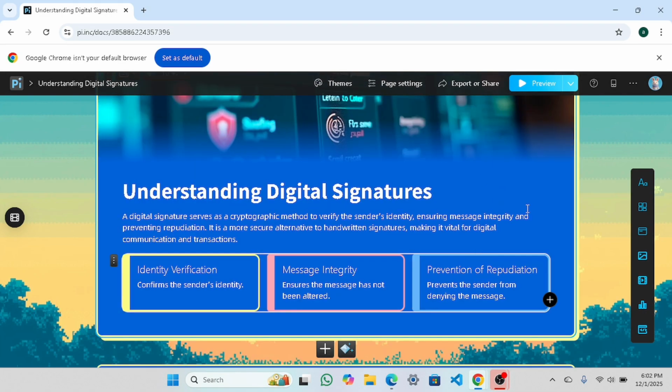Now, that's understanding these digital signatures. I told you identity verification, message integrity, and prevention of repudiation. What does that mean? Prevent the sender from denying the message. Ensuring the message has not been altered is called message integrity. Verification confirms the sender's identity.